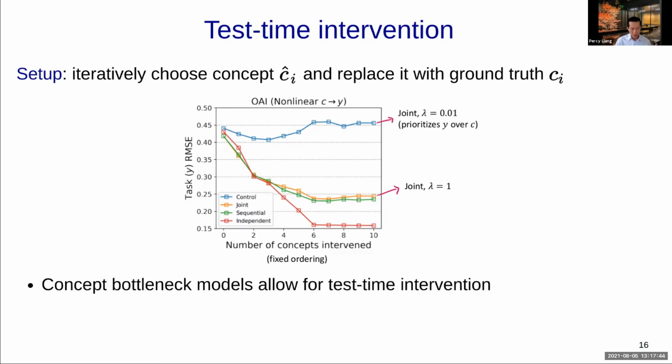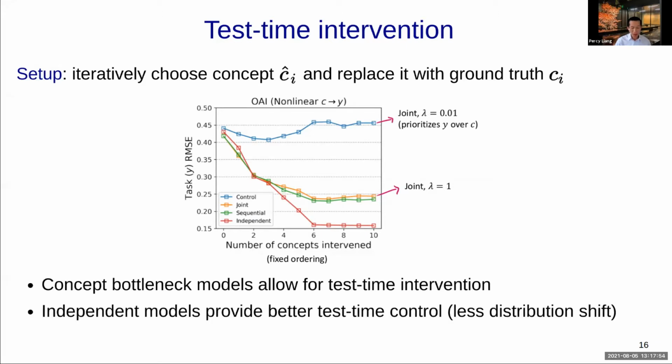So the punchline here is that concept bottleneck models allow for this test time intervention, which is, I think, a really interesting, unique property to have. And independent models provide better test time control because there's less distribution shift. It's trained on the correct labels, and at test time you put in correct labels, which provides a better match.